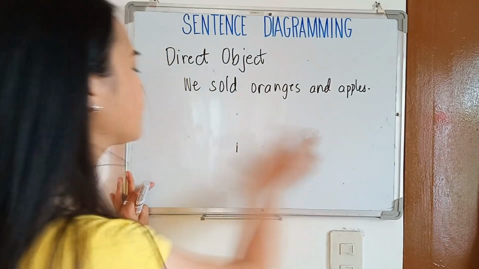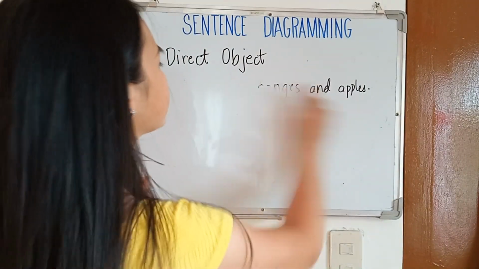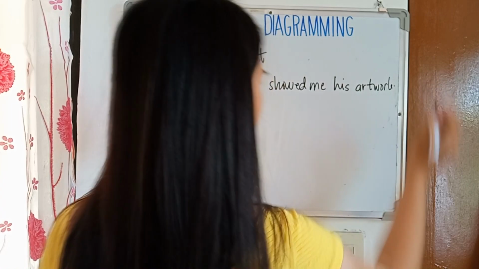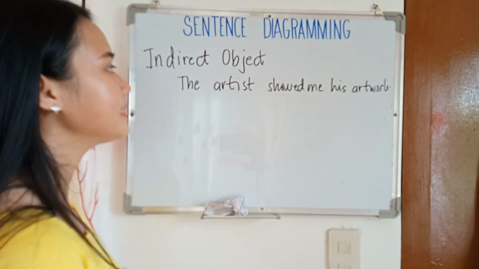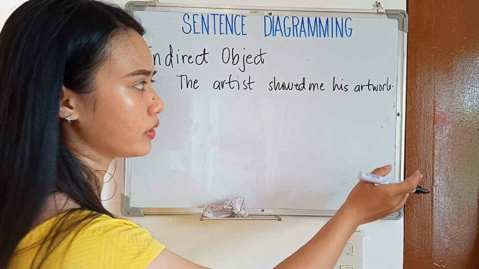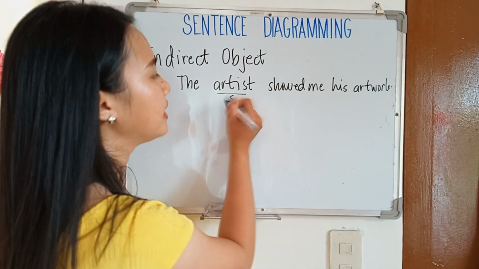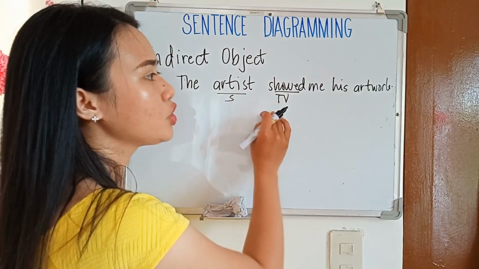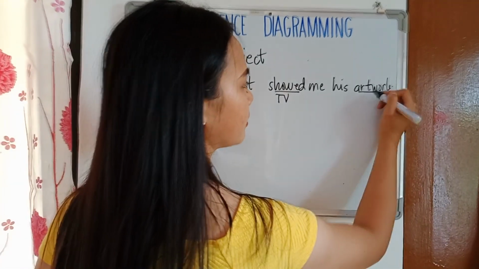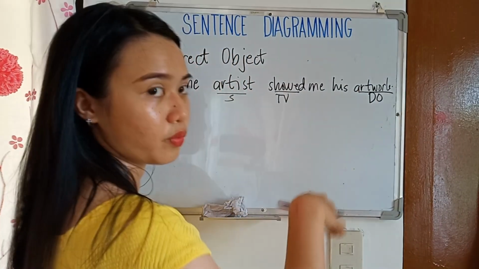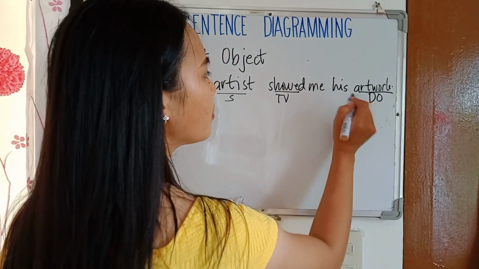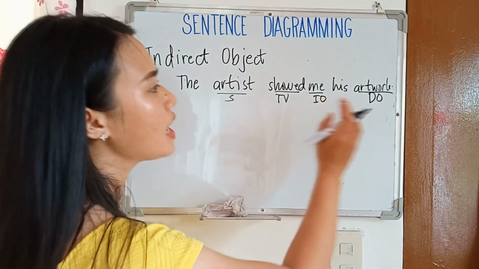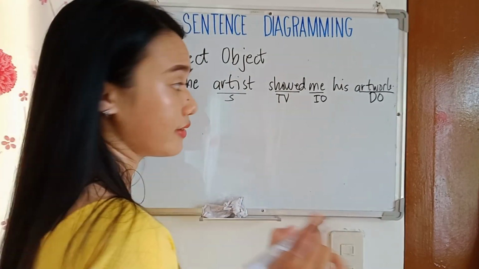Talking about objects, let's diagram a sentence with indirect object. So an indirect object is the receiver of the direct object. Alright. In this sentence, the artist showed me his artwork. So we have the subject here. Let's analyze. Showed is the verb, transitive verb because there are objects. The artist showed what? His artwork. So this is our direct object. And to whom? Okay? Who received that? Or for whom is that? So me. This is our indirect object. The pattern of this sentence is STVIODO.